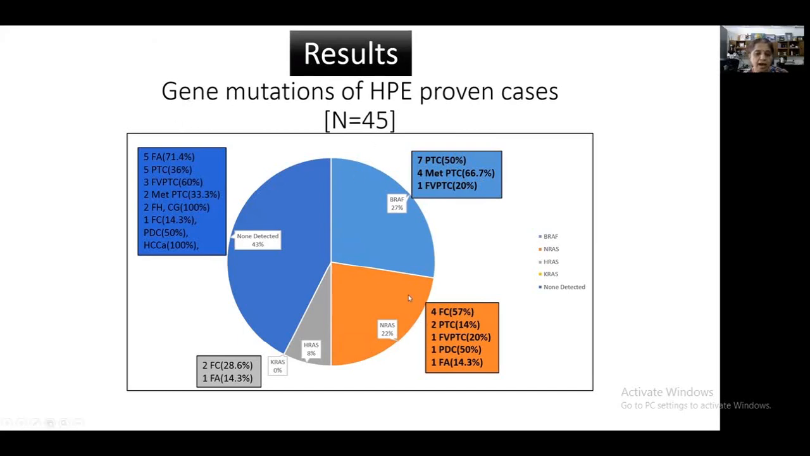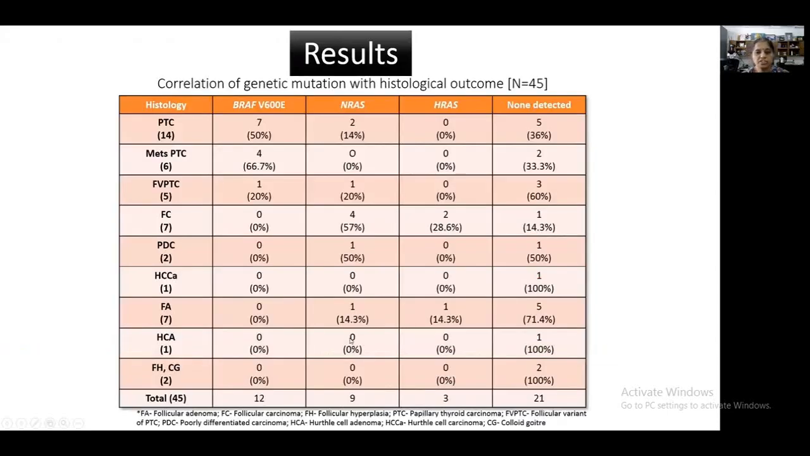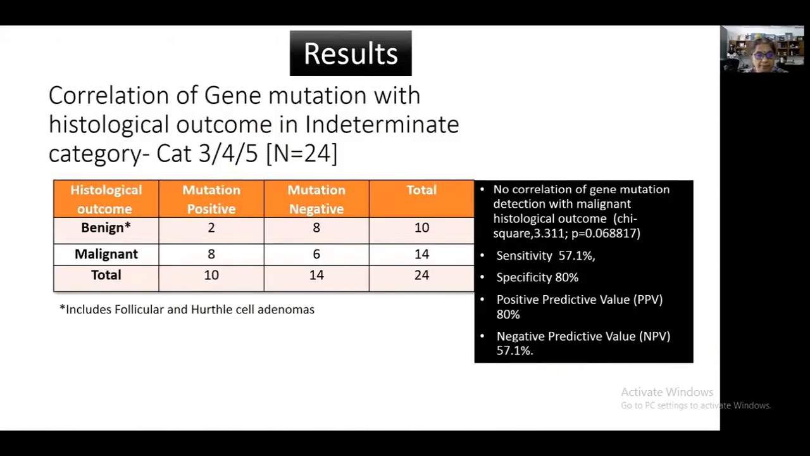Like I said, out of the NRAS positive cases, we had 4 follicular carcinomas, 2 PTC, 1 FVPTC, 1 poorly differentiated carcinoma, and 1 follicular adenoma. And amongst the HRAS, there were 2 follicular carcinomas and 1 follicular adenoma. So this is the correlation of the genetic mutation with the histological outcome. You could go into the details in the paper.